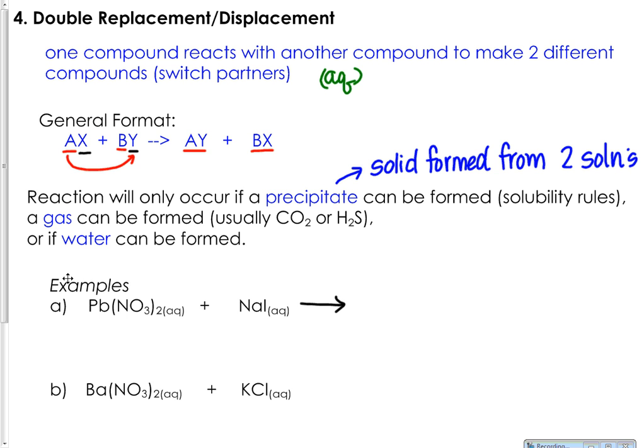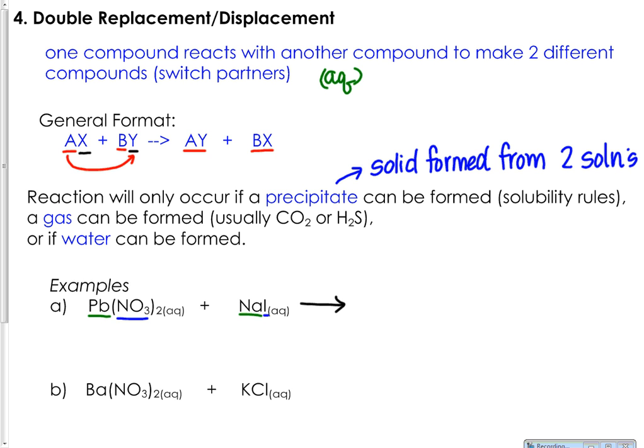Now, what you're going to look for is a solid to be formed. So what I would say is a good strategy is to underline, in the first compound, what's positive? Well, the metal is always positive. So the Pb is the positive. And in the other compound, it's the Na that is positive. Then underline the negative. Okay, the NO3 is the negative here, and the I is the negative there.